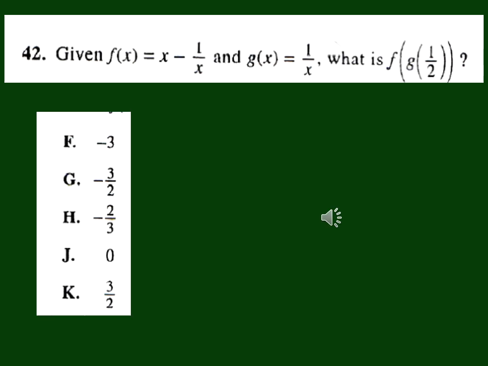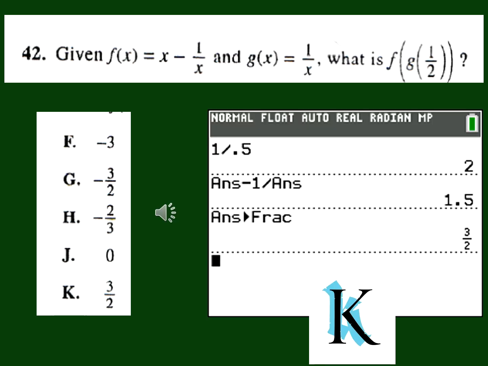42 is another problem about functions. It says given that f of x equals x minus 1 over x, and g of x equals 1 over x, what is f of g of a half? And our possibilities are negative 3, negative 3 halves, negative 2/3, 0, and 3 halves. So the key thing when you're doing a composite function, a function of a function, is that you always start on the inside and then go to the outside. So I start here by finding g of a half. I do 1 over a half.